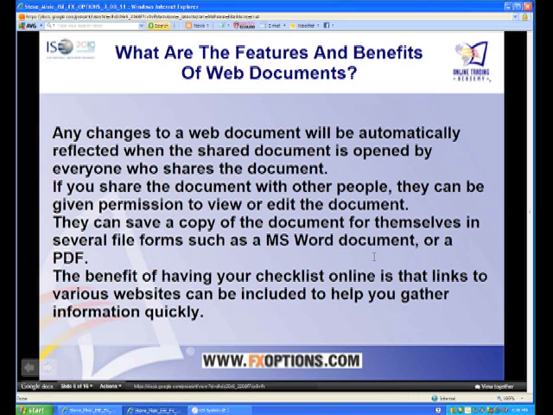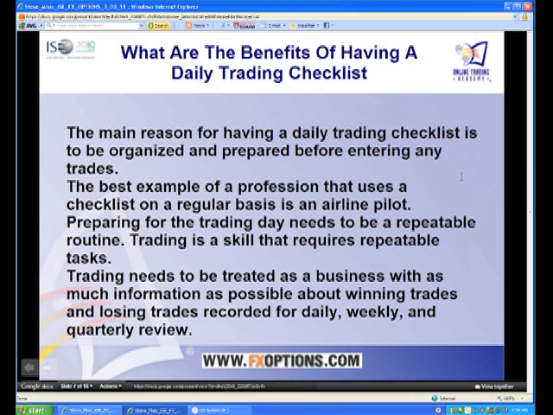But if you have your checklist as an online document the way I use it, then I can have links to the various websites that I need to collect information from in a checklist order. And I can go step by step through my documents without fumbling around and looking for websites that I need to collect information. So the main reason for having a daily trading plan checklist is to be as organized and prepared as you can before you enter any of your trades.